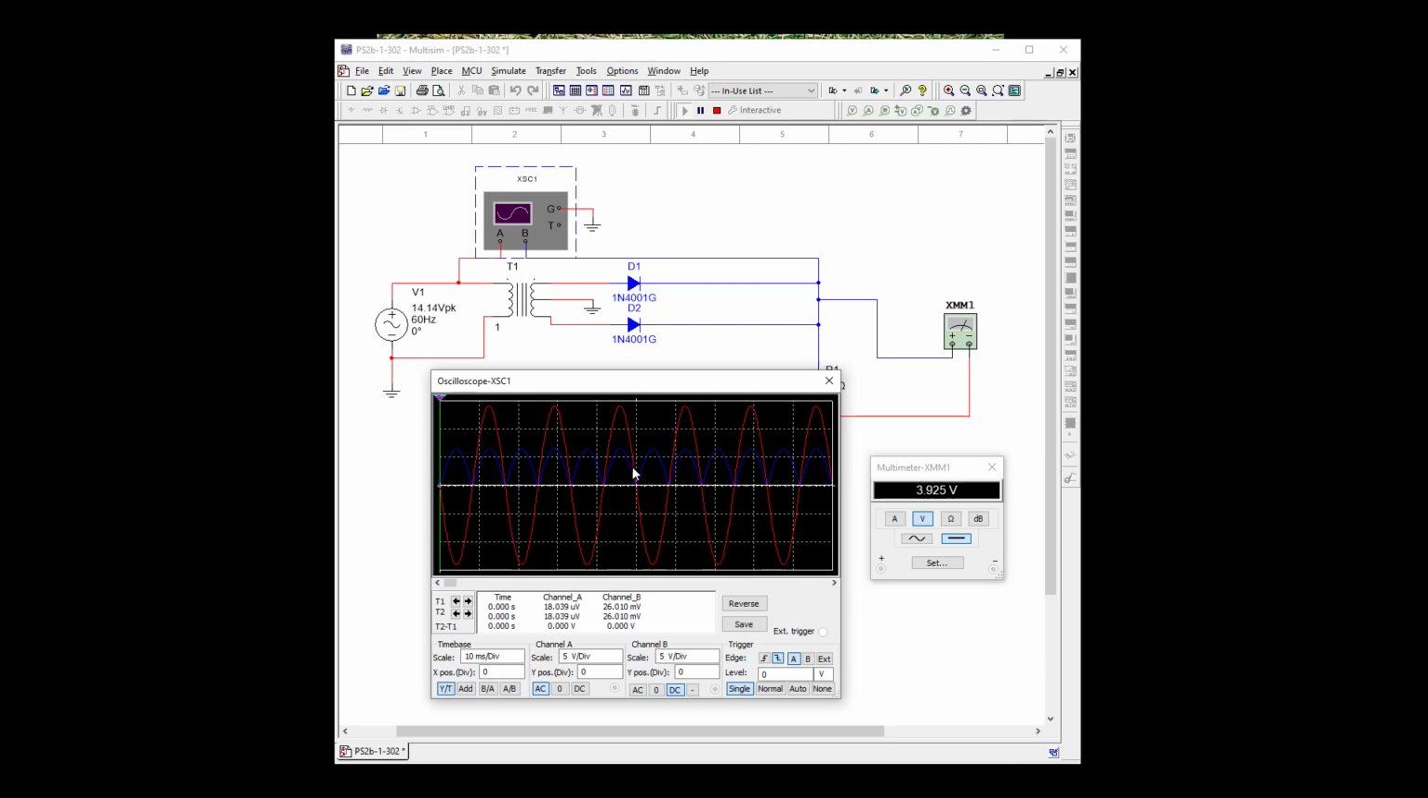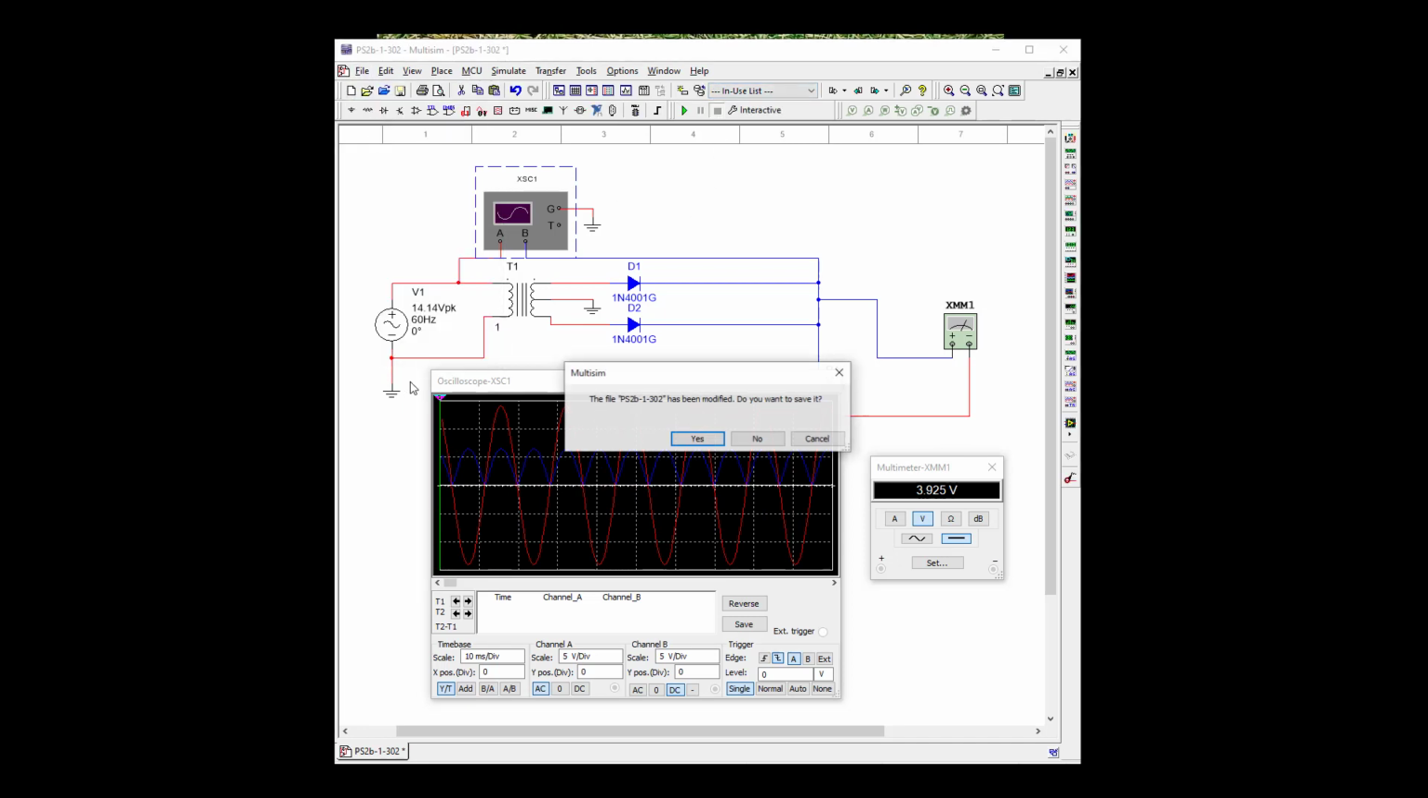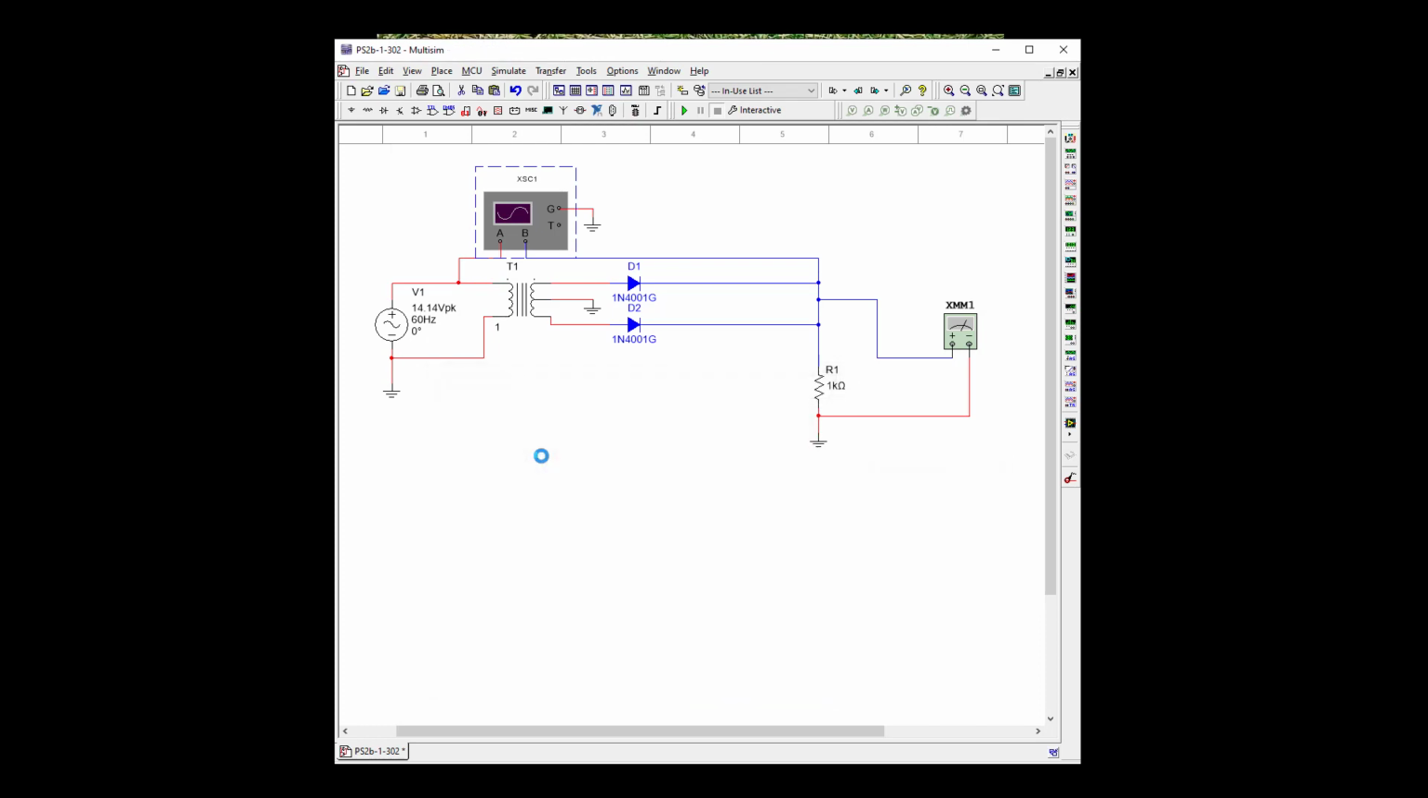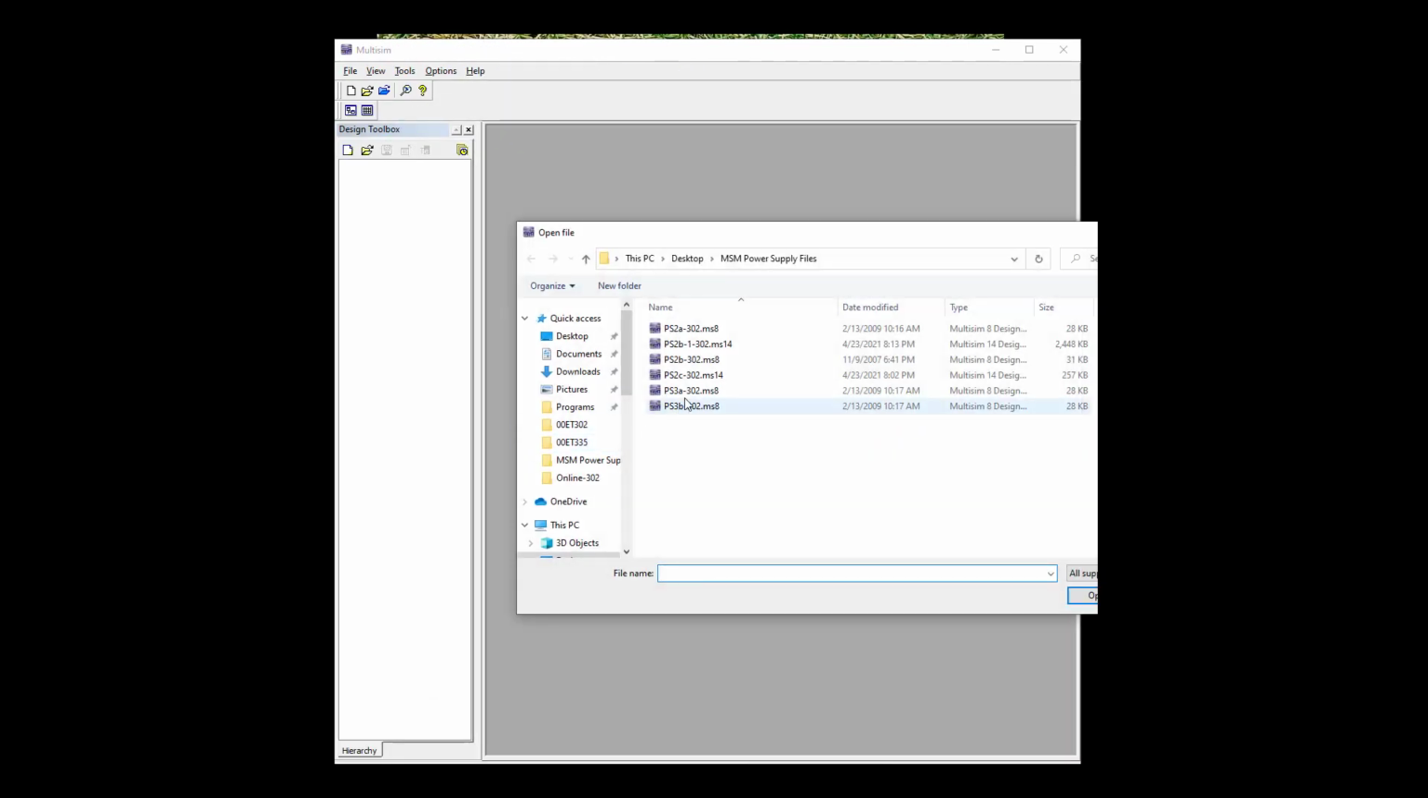Again, we're losing a lot of the voltage because of our center tap. We're only at 4 volts here, but that is a full wave rectifier. So let's shut this down and open up our next file, which should be a B2, but on mine it's going to be just plain B.